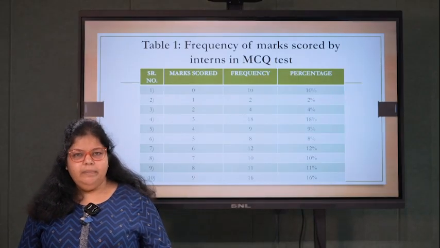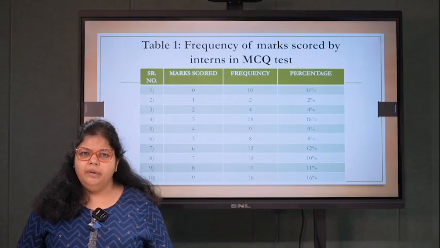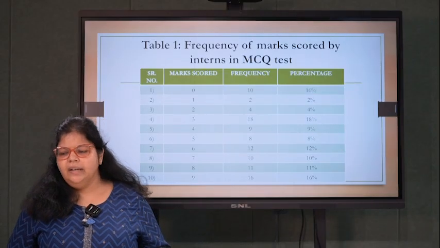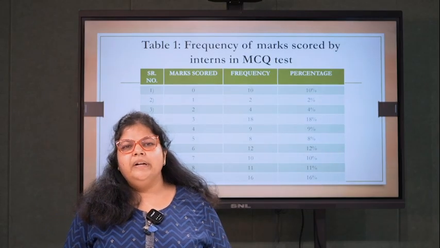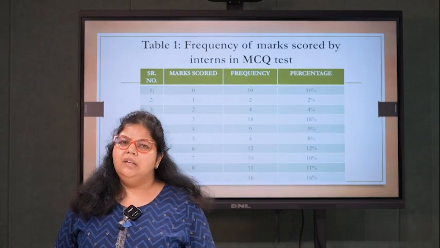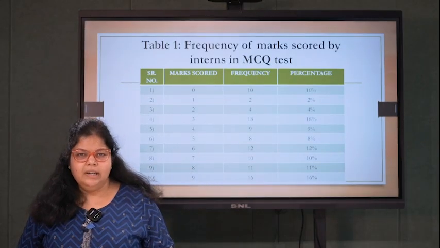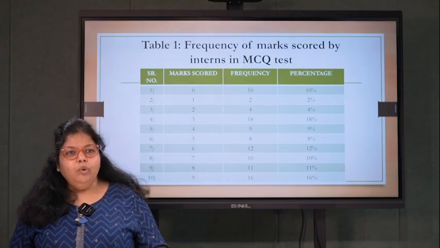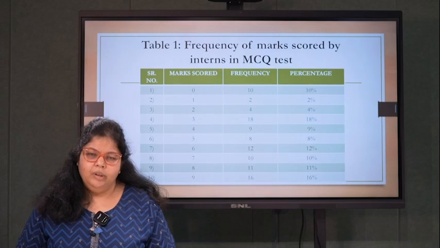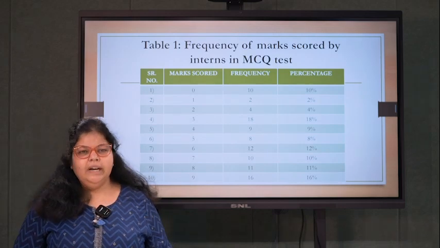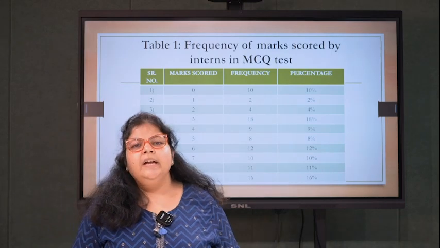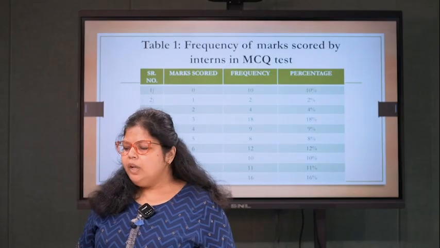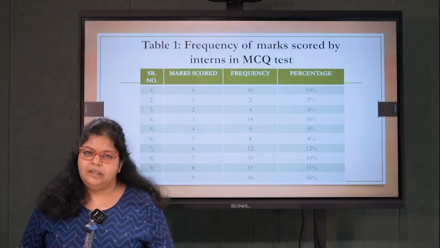Now can you see this table? These are the same numbers which have been categorized and tabulated into a simple table, which shows the frequency of marks recorded for the interns in some MCQ test. Now you can understand that there are no interns who have scored 10 out of 10. There are few interns who have even scored 0, right? This is the same data which was there on the previous slide. It was just tabulated and put into a proper manner. So this is the importance of biostatistics.